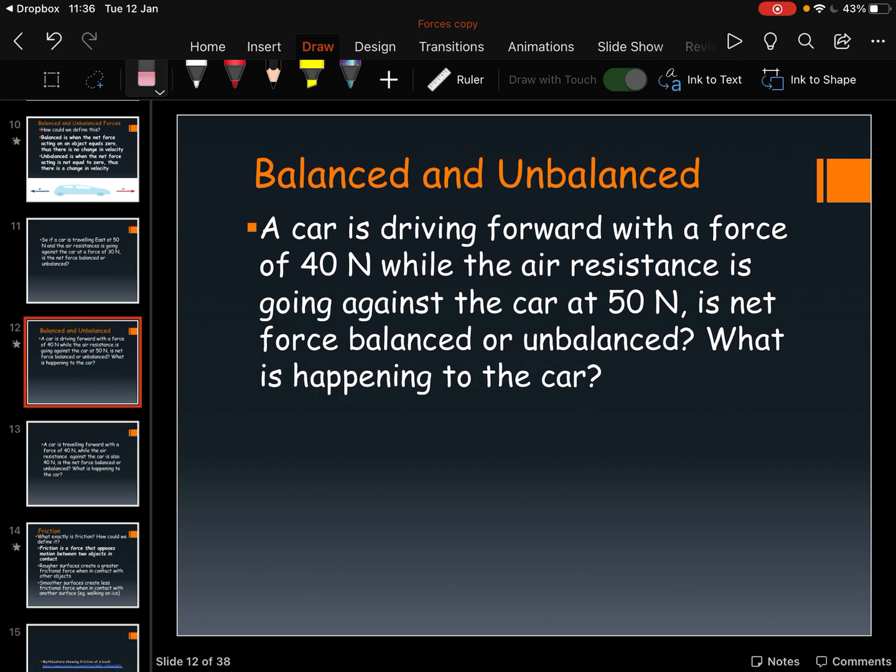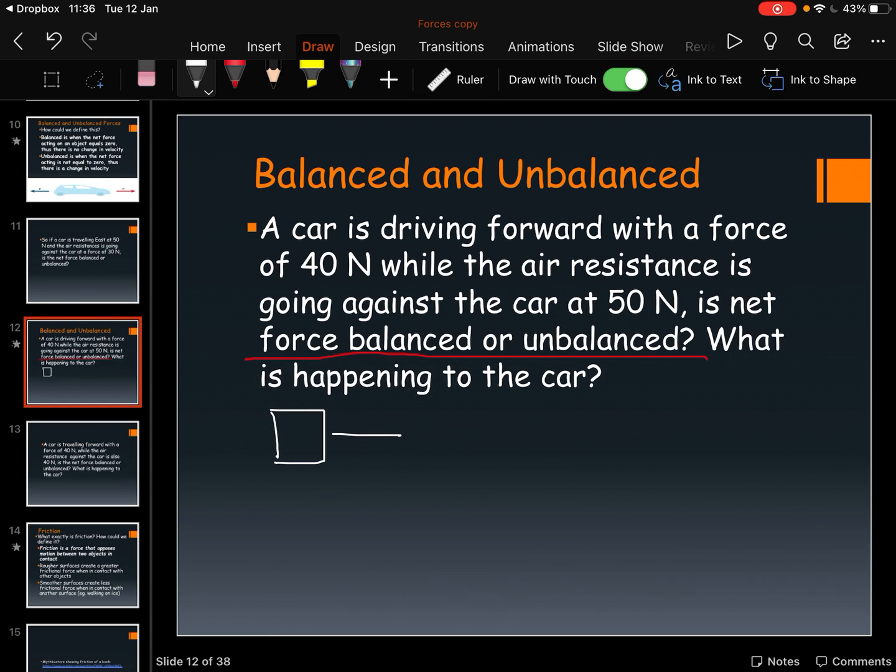So a car is driving forward with a force of 40 newtons, while the air resistance is going against the car at 50 newtons. Is the net force balanced or unbalanced, and what is happening to the car? So there are two questions here. Always with these things, guys, one question at a time. We'll start with the first question. Is it balanced or unbalanced? Now, it's fairly obvious what the answer is, but still, we have to figure it out. Do your maths. Show your maths.